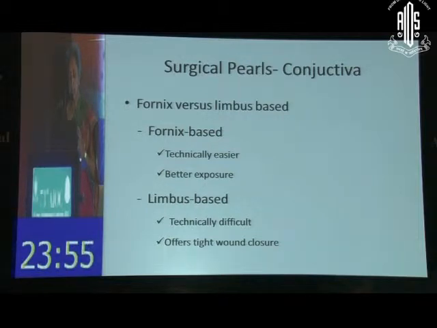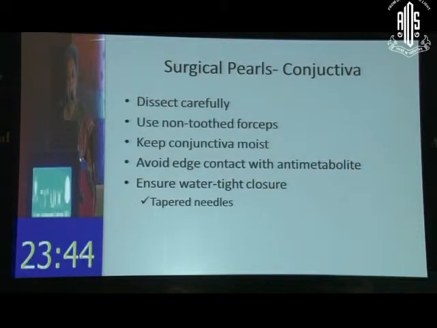And limbus based is technically difficult but offers very good wound closure. So when you choose to do the fornix based, be prepared for possible wound leaks in the postoperative period. Whenever we do the conjunctival opening, dissection is extremely important. It has to be very careful dissection.